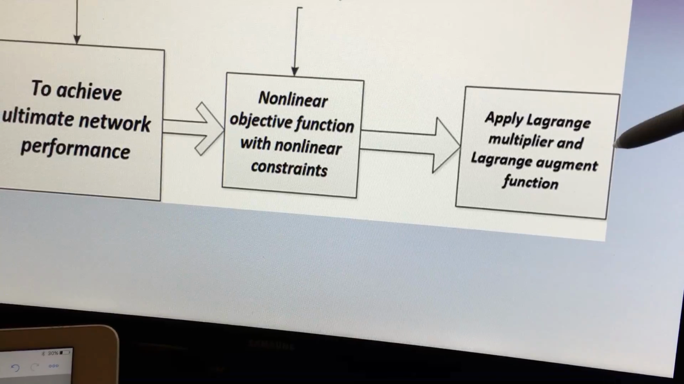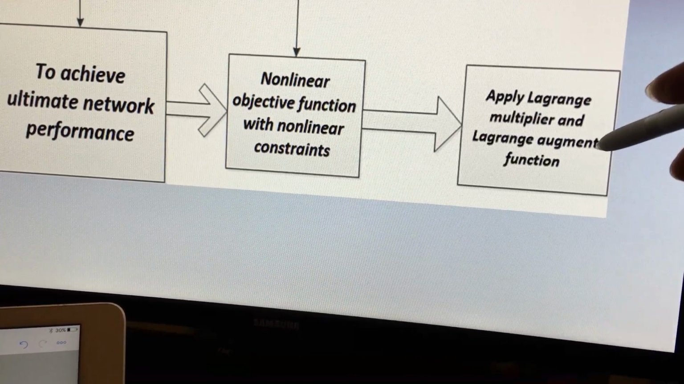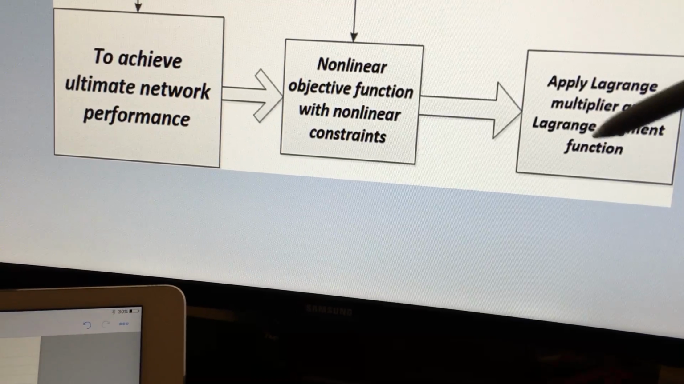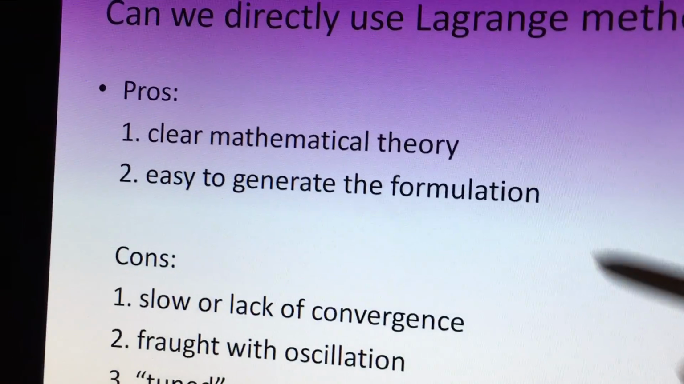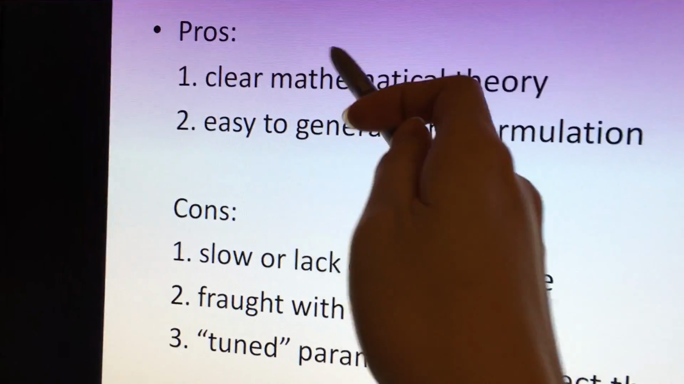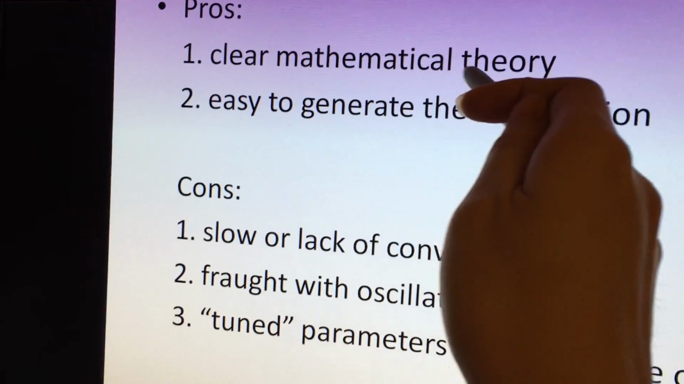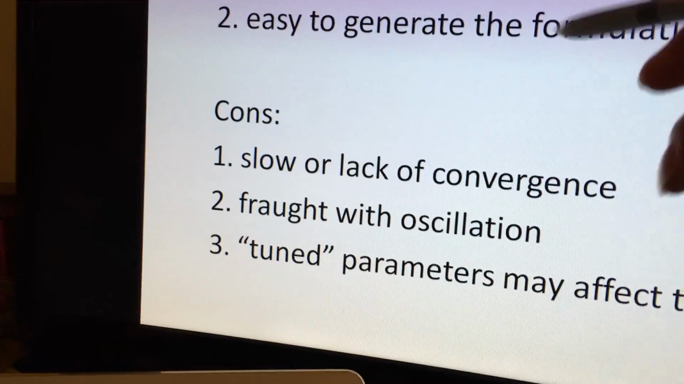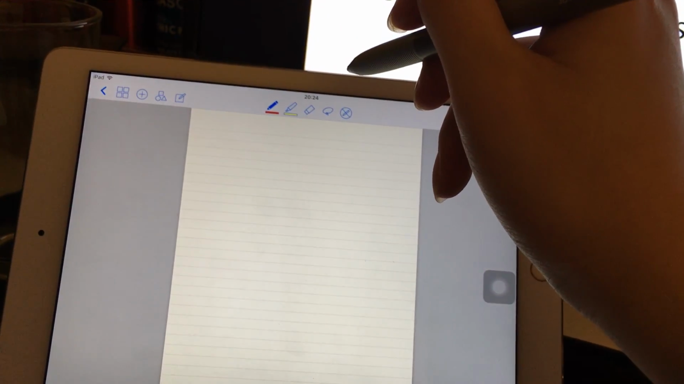Our first thought is to apply the Lagrange multiplier and the Lagrange augmented function, because there are several advantages to this kind of method. There are two main pros of this Lagrange method. The first one is its clear mathematical theory. So why is the mathematical theory clear? Because we can simply use the Taylor expansion.